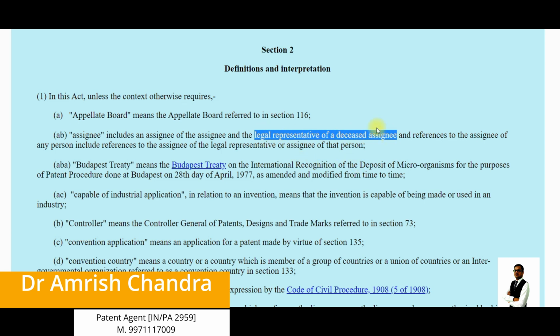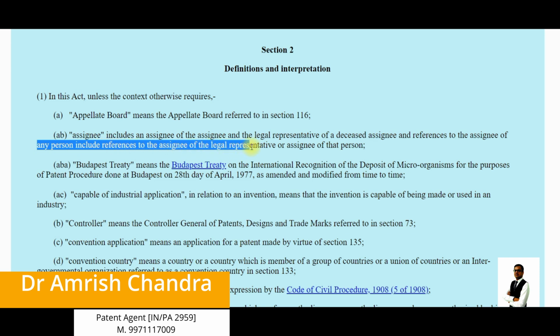of such an assignee will also be called an assignee, and references to the assignee of any person include references to the assignee or legal representative of that person. So if there is a person who has given his legal rights or right to represent to someone else, they will also be called an assignee.